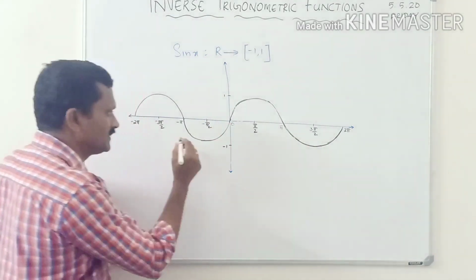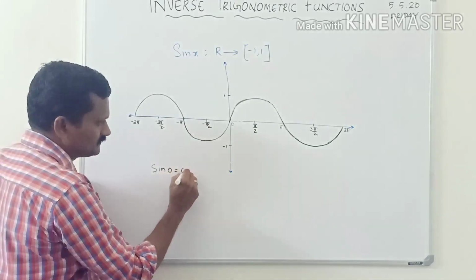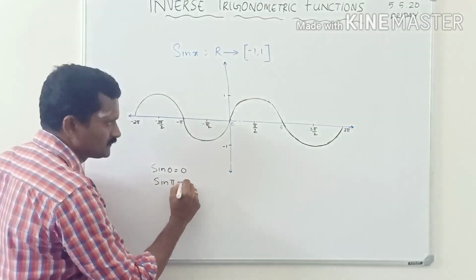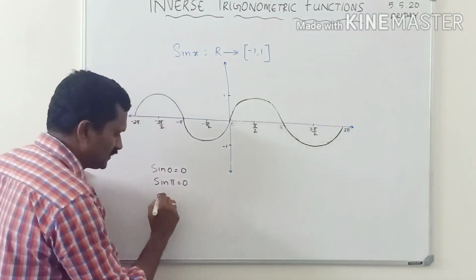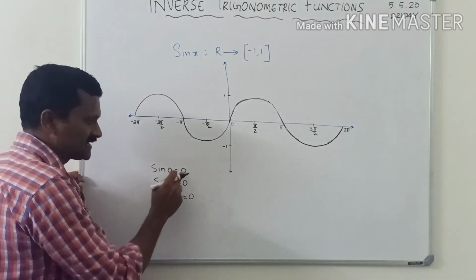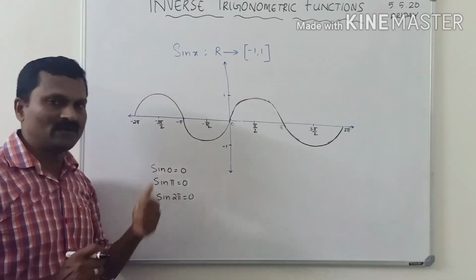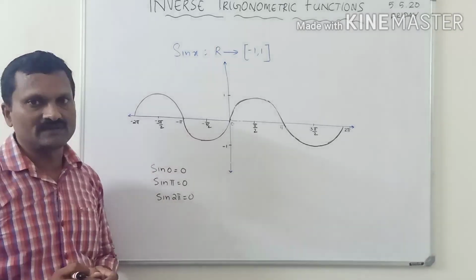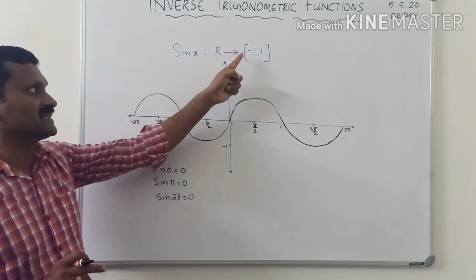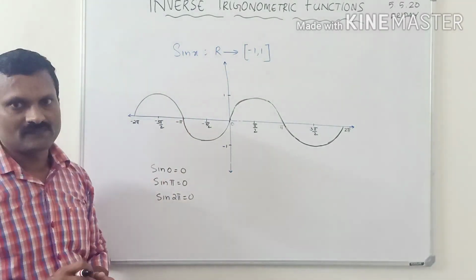For example, sin 0 equal to 0, sin pi equal to 0, sin 2 pi equal to 0. That is, different x have the same image. Therefore, sin x is not one-one. Hence, it is not bijective. Not bijective means sin x is not invertible in capital R.